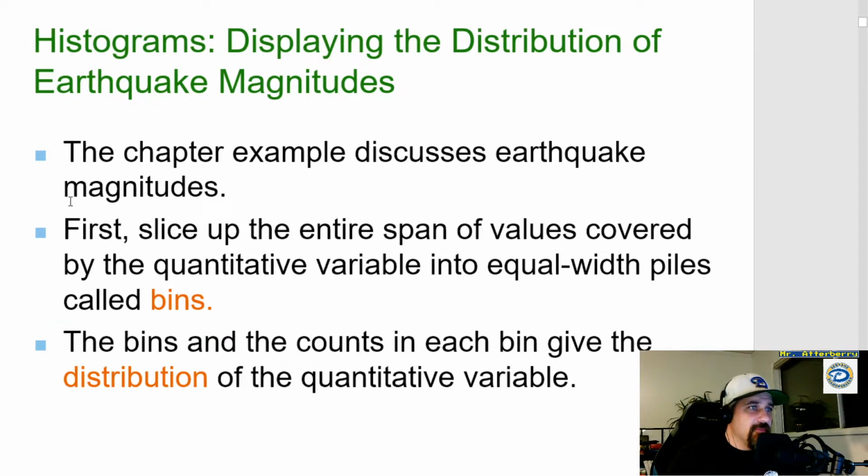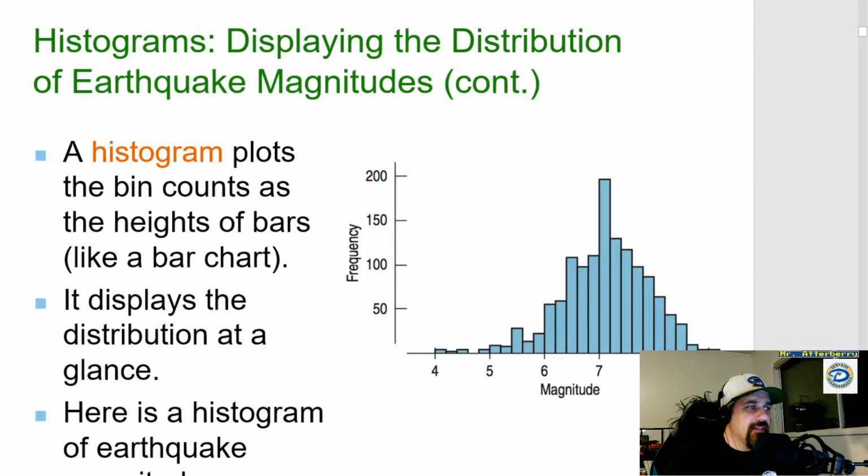So histograms, the chapter example discusses earthquake magnitudes. First, let's look at the entire span of the values covered by the quantitative variable with equal width piles called bins. The bins and counts in each bin give the distribution of quantitative variables. So when it talks about bins, piles, I usually call them buckets, but each bin, think of that as your own little bar chart. So one little piece there, kind of like a bar chart, okay?